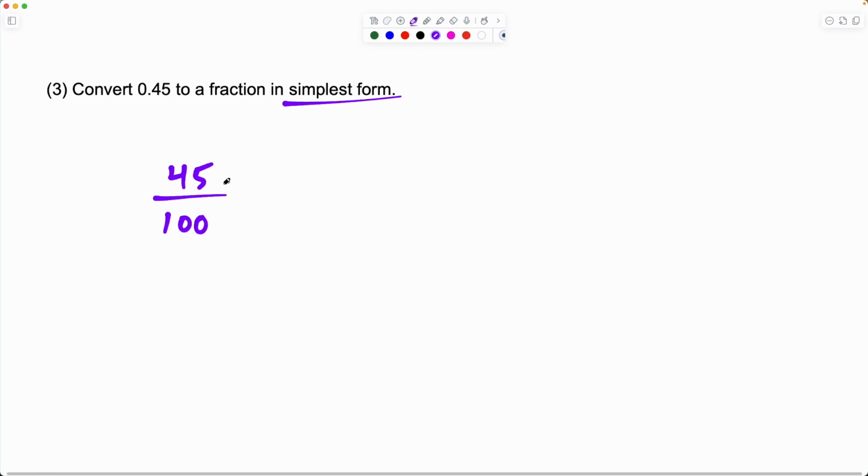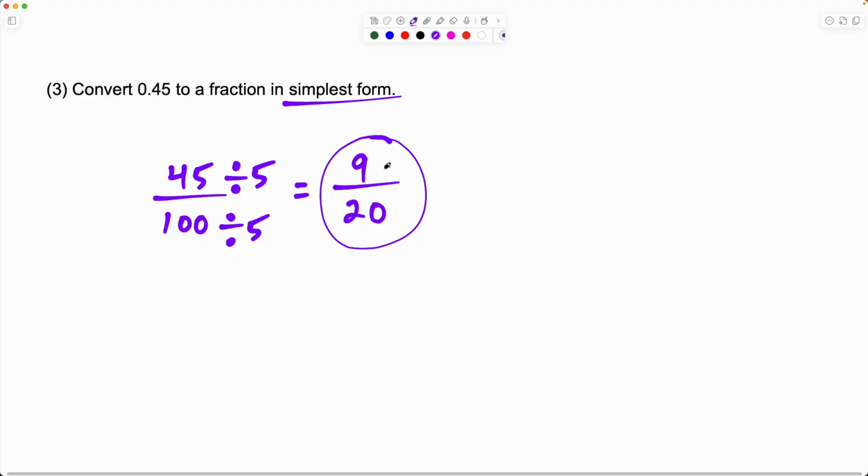Now, I noticed that the last digit in the numerator and denominator, we have a 5 and a 0. So I know that these two numbers are divisible by 5. So I'm going to divide the numerator by 5 and the denominator by 5. And if I do 45 divided by 5, I get 9, and 100 divided by 5 gives us 20. Okay, so this fraction in simplest form is 9 over 20.